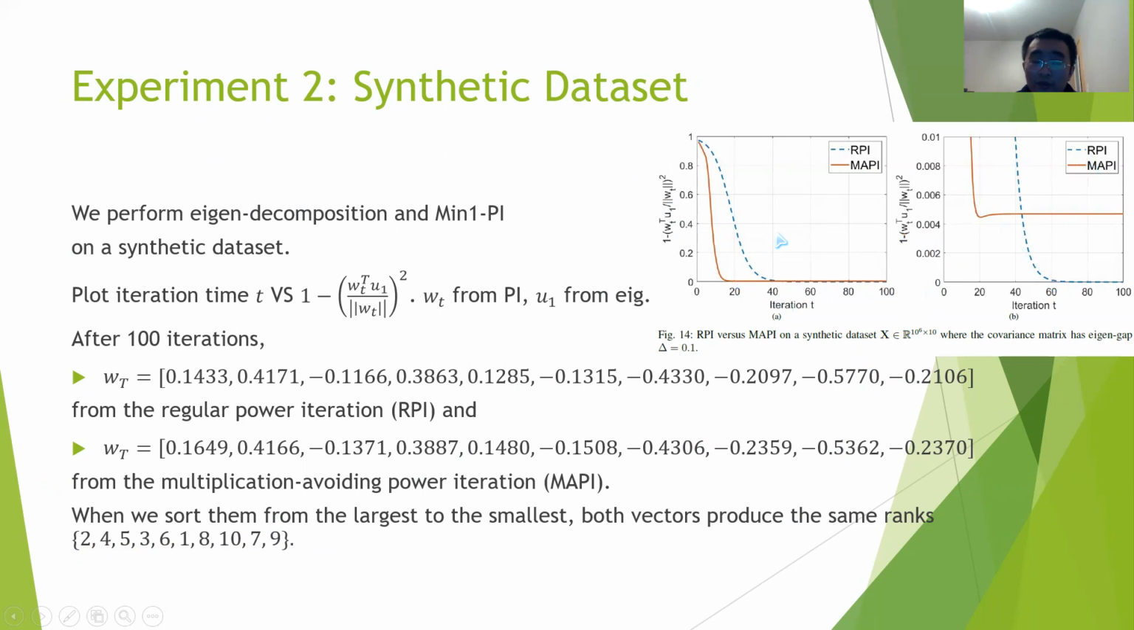So we can also do it this way: use our MAPI first, run until it converges, then switch to the regular power iteration. So it will also be faster than the regular power iteration.